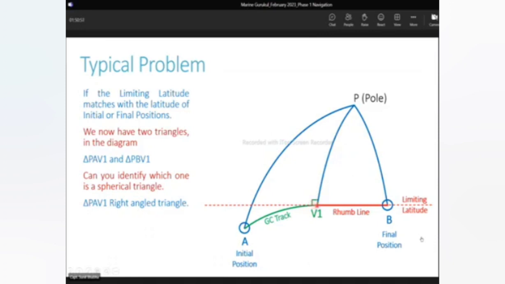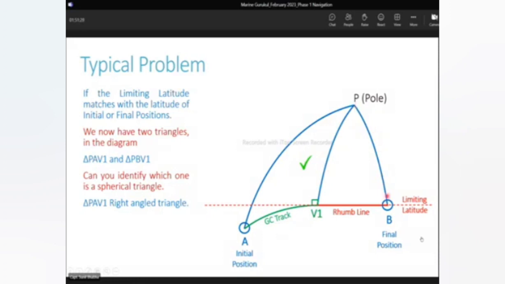At the vertex, the great circle track runs in the east-west direction, that is the 090/270 direction, and it is at right angles to the meridian which runs in the north-south direction. So angle V1 here is a right angle, and triangle PAV1 is a spherical triangle. So the PAV1 triangle is checked. This is the spherical triangle which we have.